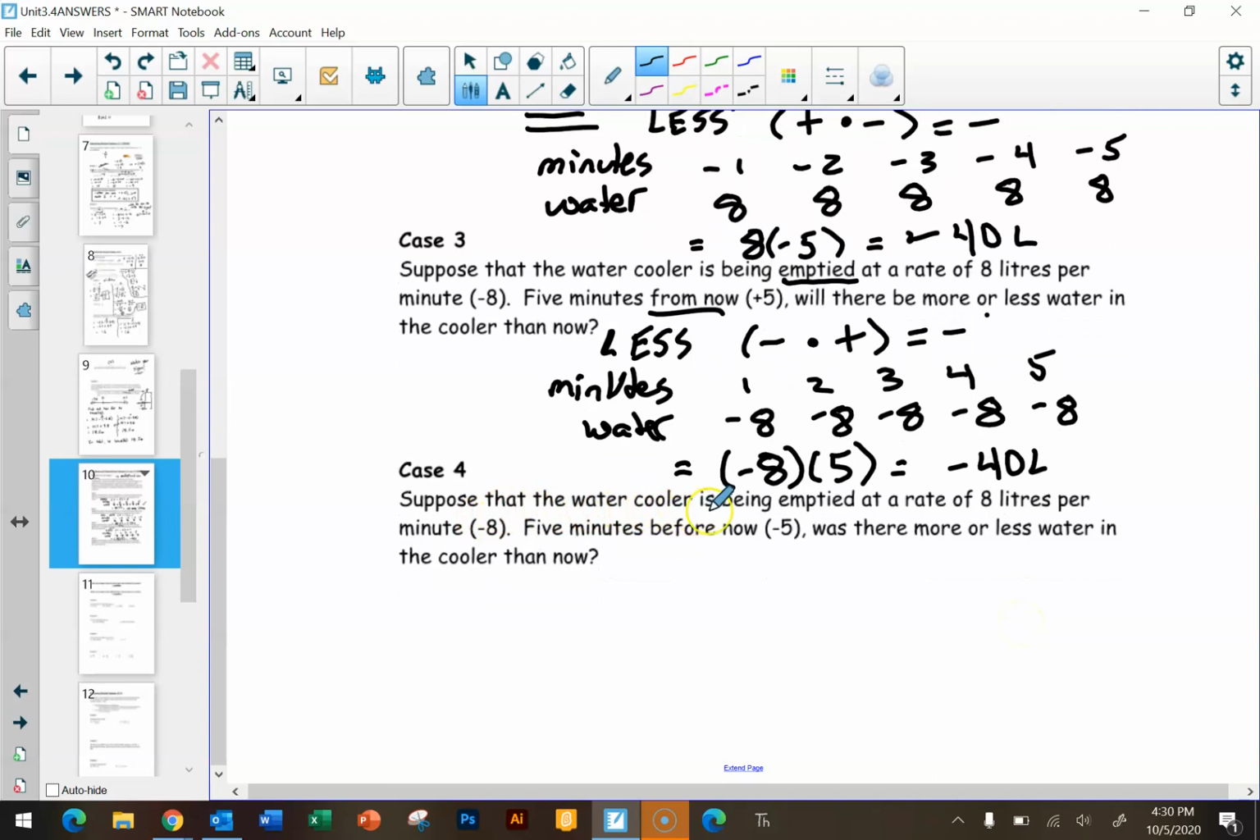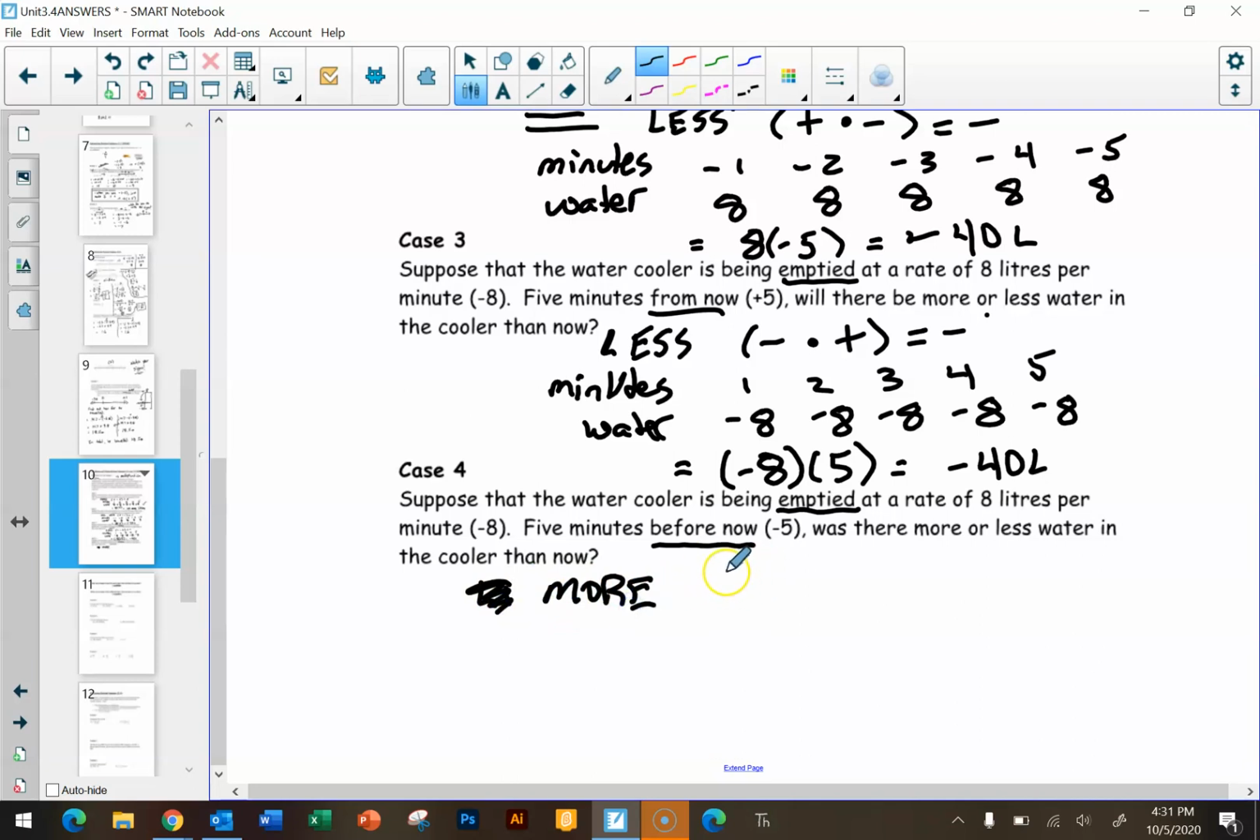Case 4, suppose the water cooler is being emptied, so that means it's going to be negative flow. And then 5 minutes before now, was there more or less water? Okay, again, let's just think of that water cooler, and water is flowing out the bottom. Well, 5 minutes ago, there was going to be more water than there is now, because for the last 5 minutes, it's been emptying out. So I think logically we can say that there was more water in there before we started draining it, right?